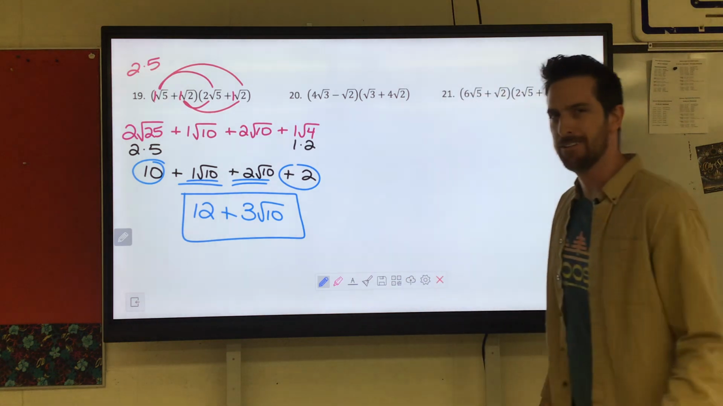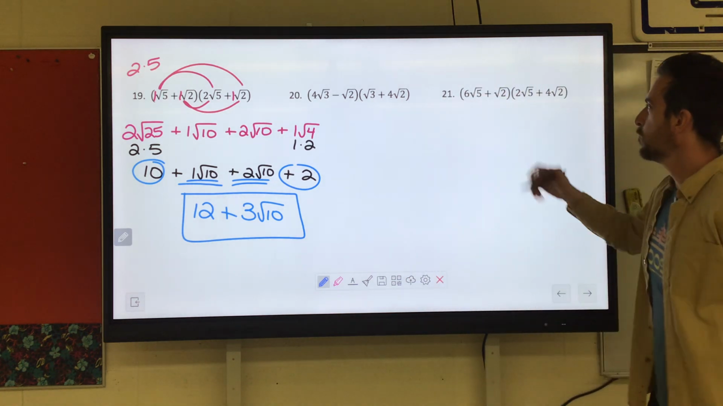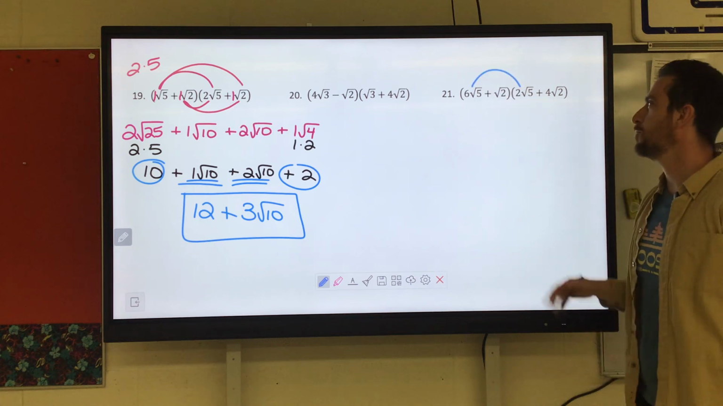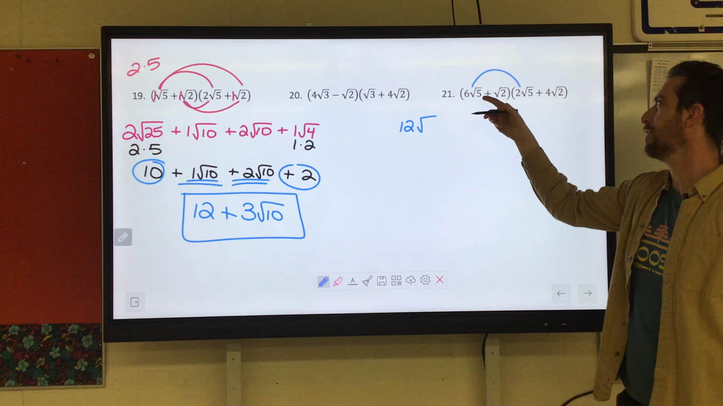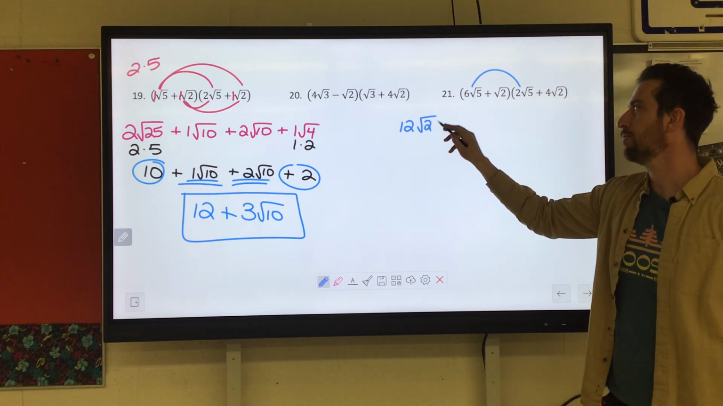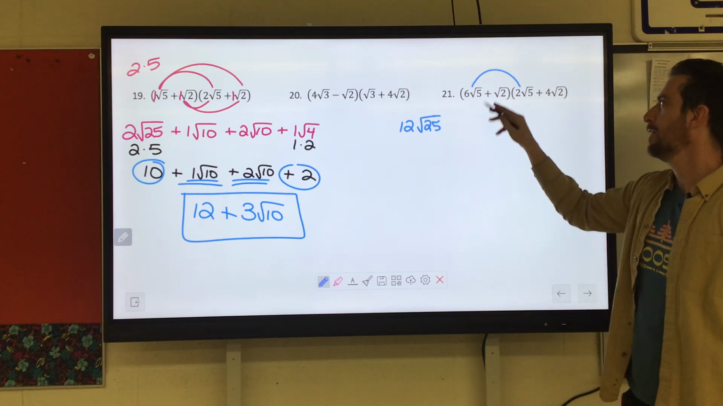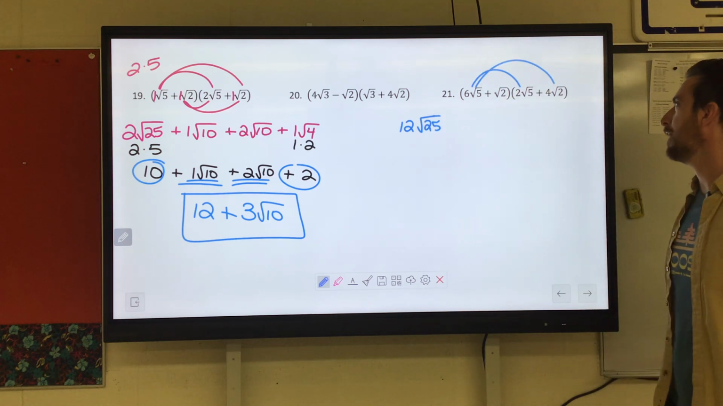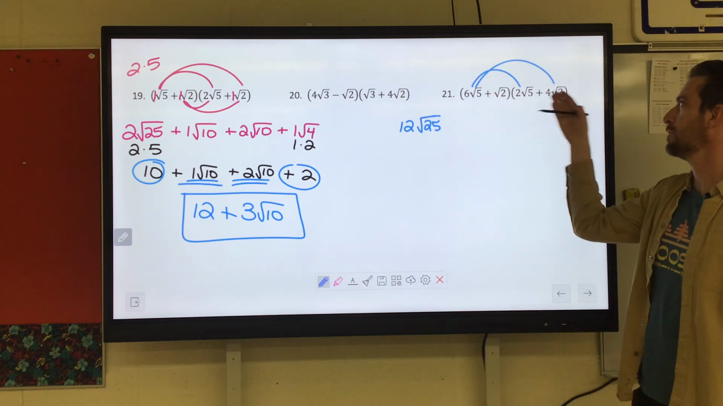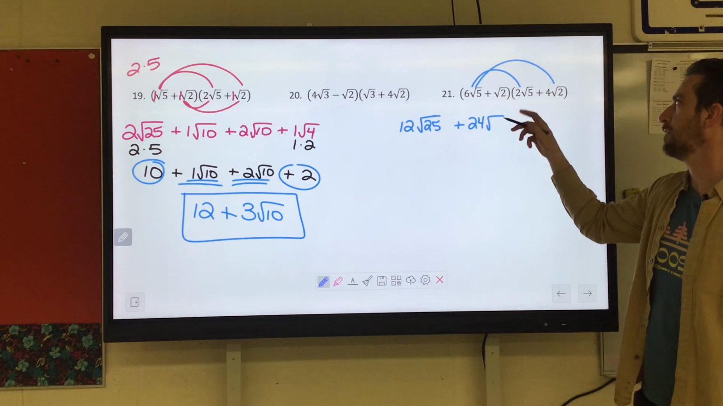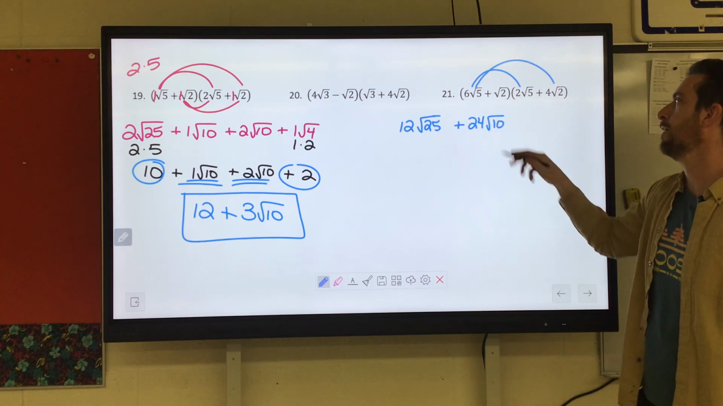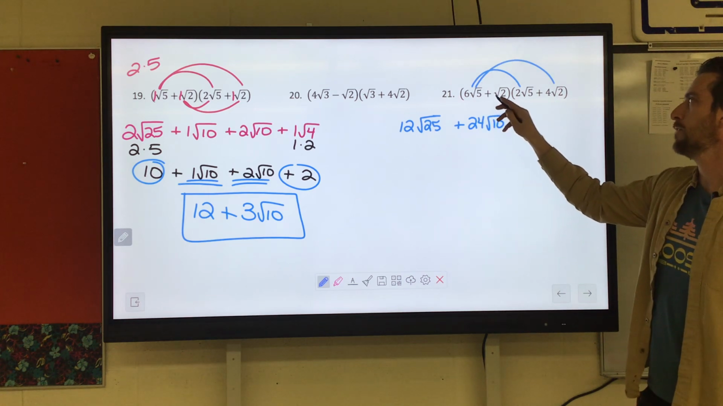All right, get serious. Here we go, number 21. 6 root 5 times 2 root 5. 6 times 2, 12, no big deal. In the radical, 5 times 5 is 25. Now we got to do 6 root 5 times 4 root 2. Well, 6 times 4 is 24. In the radical, 5 times 2 is 10. All right, now we're doing the inside.